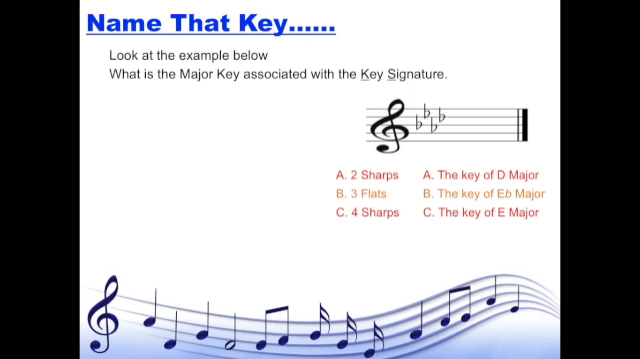Here's another one for us. This time we've got four flats. Remember the backup rule. Okay, so our last flat is a D flat. If we back up one, we see that our flat is an A flat, so this would be in the key of A flat major. And here we have three sharps.